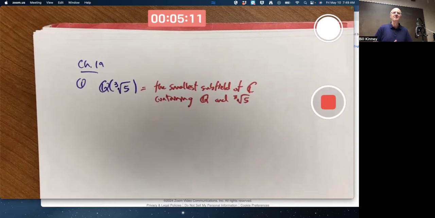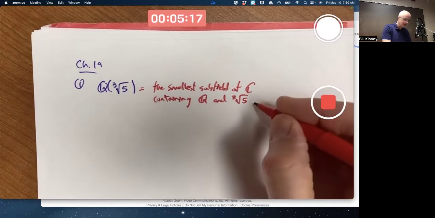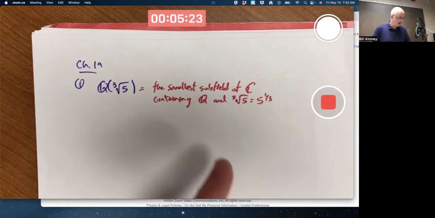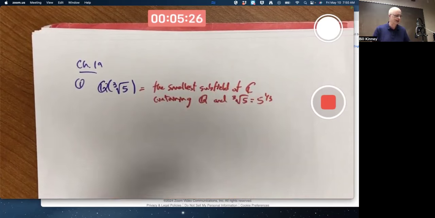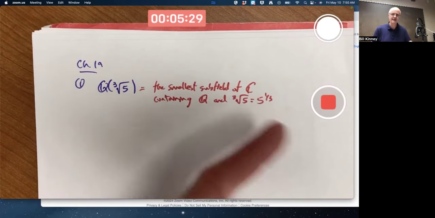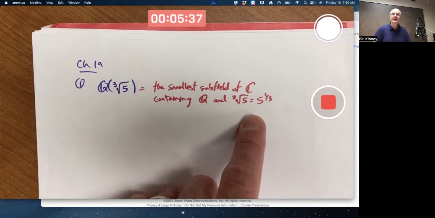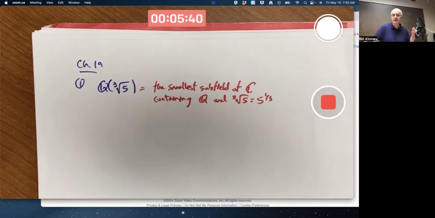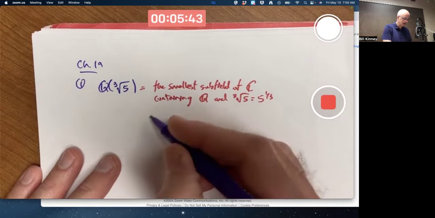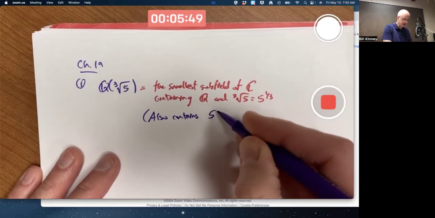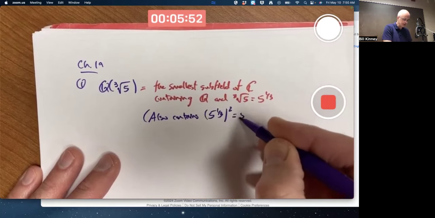But that's incorrect. Here's one example that illustrates why it's incorrect. I will write cube root of 5 also as 5 to the 1/3. Because it's a field, by definition, it's the smallest subfield of the complex numbers containing all the rationals and this. Because it is a field, it's closed under addition and multiplication. And so if it contains cube root of 5, it also contains its square, for one thing, because of closure under multiplication. Also contains cube root of 5 squared. I'll write that as 5 to the 1/3 squared, which is 5 to the 2/3.